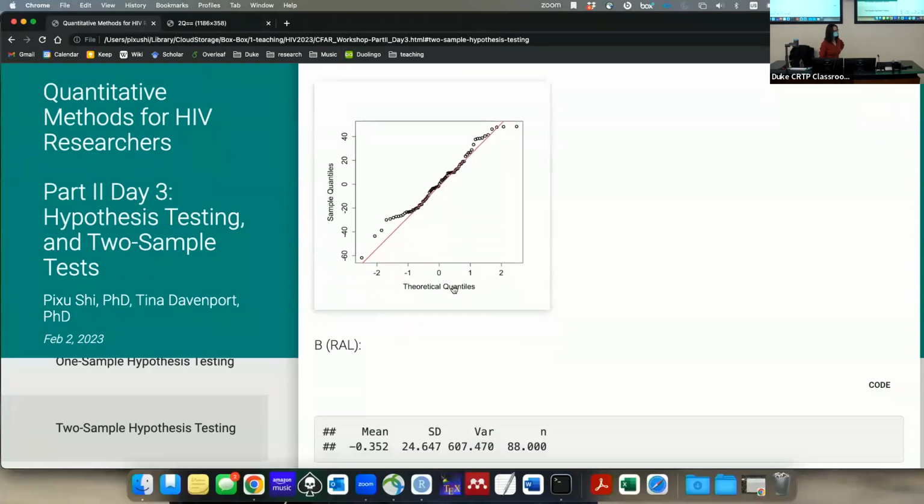And in many situations, even if you have a violation by a little bit, the thing is, you need to know what to do next, right? If you have a rejection of the normality, what to do then? So a QQ plot can give you that.